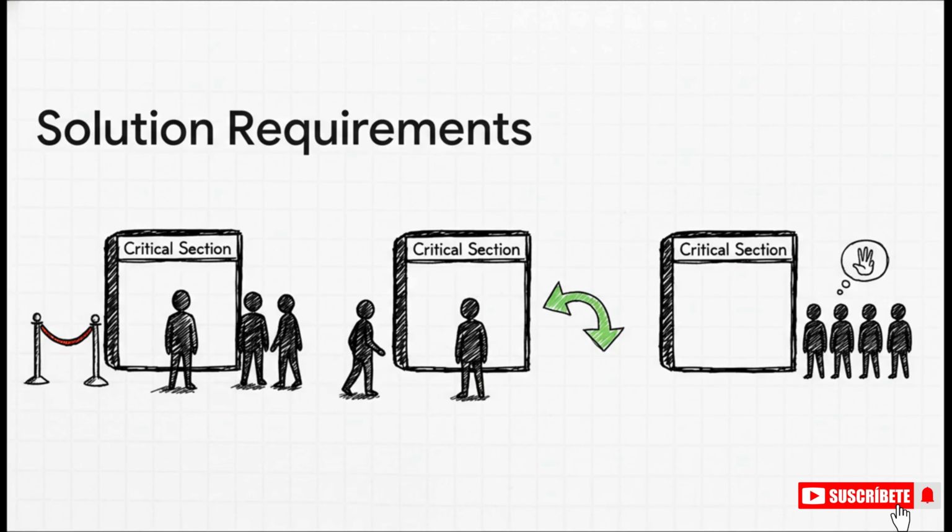Now, here's what's really cool. Any good solution, any good bouncer, has to follow three very strict rules. First, mutual exclusion. This is the obvious one.